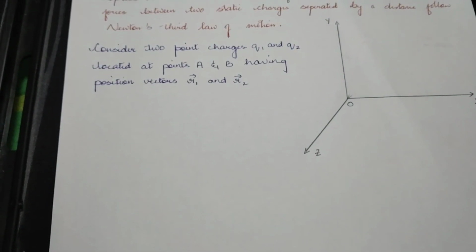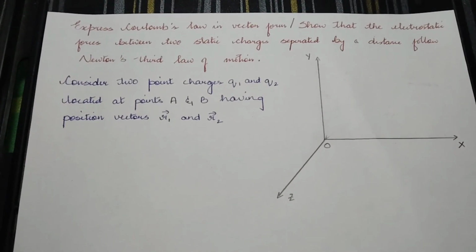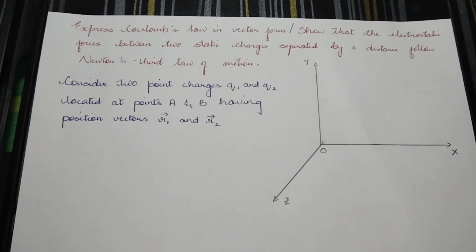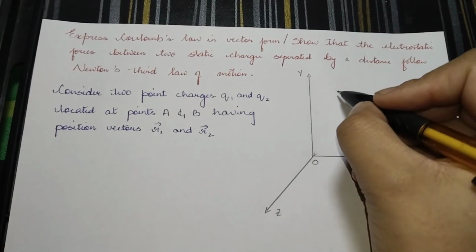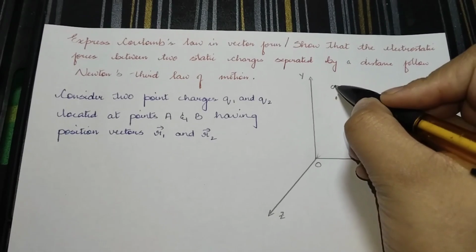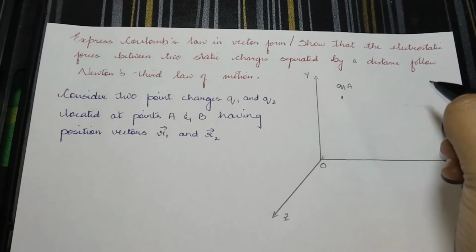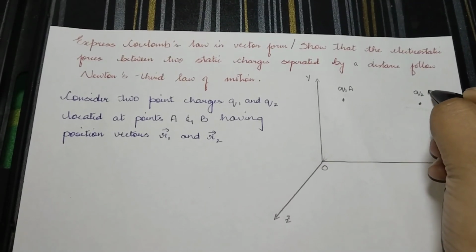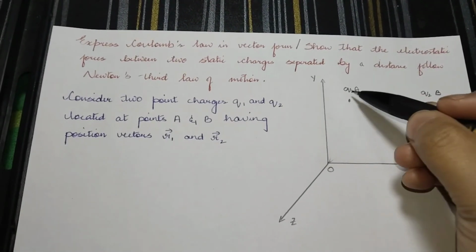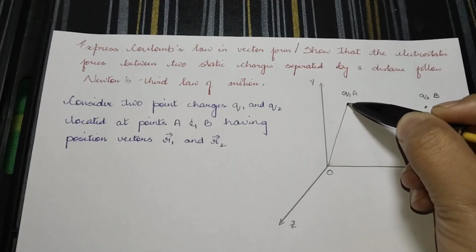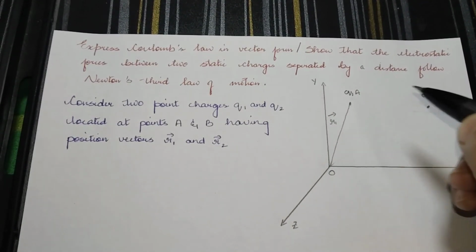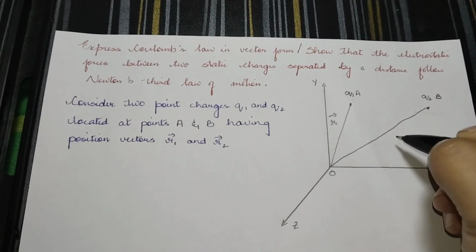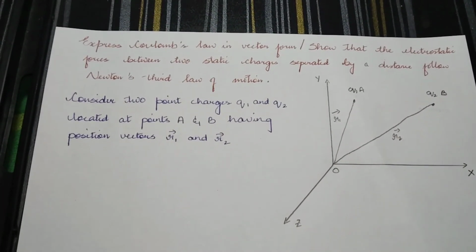Moving forward, we will be considering three coordinates here, x, y, and z, having an origin O. Now let's consider two charges. Let one charge be q1 at position A. Likewise, the other charge be q2 at position B. The distance of charge q1 from the origin, let's say it is r1 vector. Likewise, the distance from the origin to q2, let it be r2 vector.